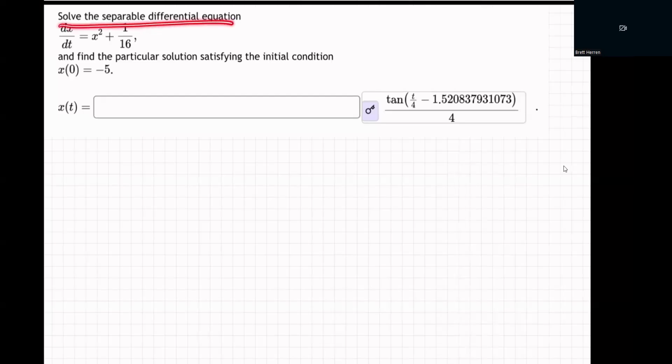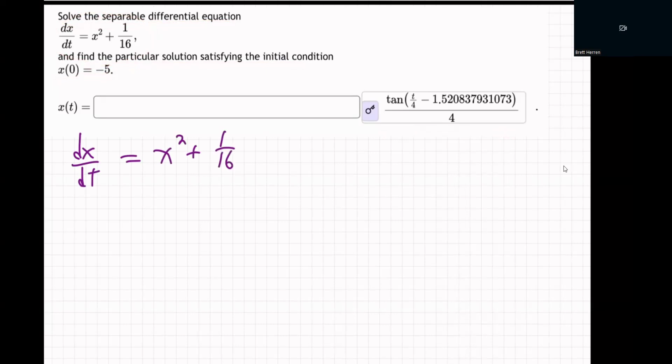Solve the separable differential equation given right here and find the particular solution satisfying the initial condition x of 0 is -5. You can see the answer. How'd they come up with this? Well, let's take dx/dt. I'll rewrite it down here as x squared plus 1/16.